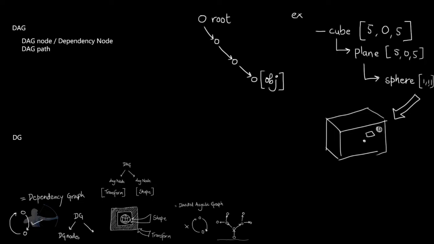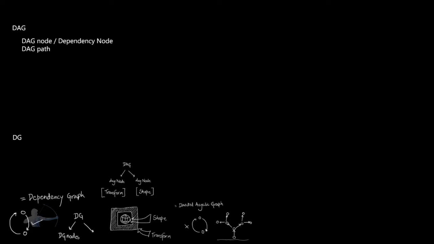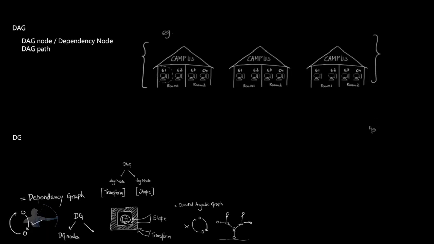Now we will see the same thing with another example, which we would see in Maya as well. So if we have a scenario where we have a college which has three campuses, each campus has two rooms and each room has two computers. So to find out the DAG path of this computer 1, we would have to first go to the college, then campus 1. I should name them campus 1, campus 2, and campus 3. So we would go to campus 1 first, and then we would go to room 1 of campus 1, and then computer 1. So this is the complete DAG path of computer 1.